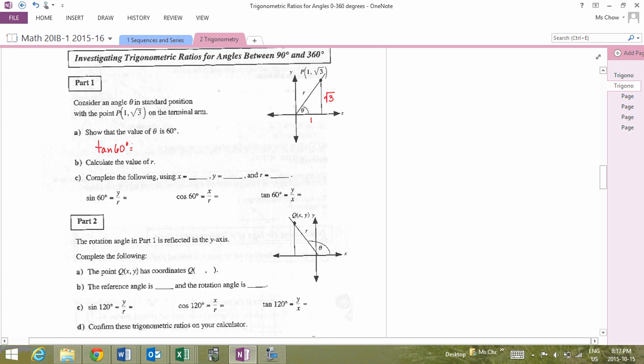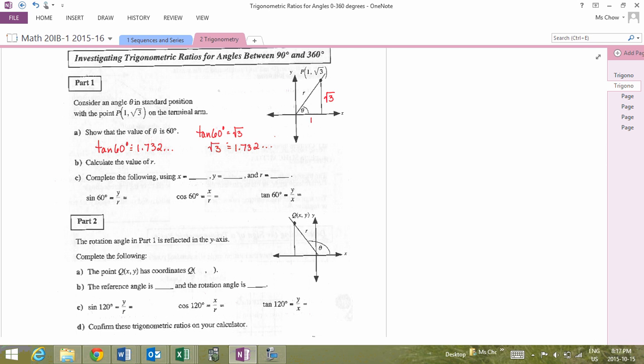Our calculator would give us an approximation of 1.732, on and on and on. But at the same time, if we know that tangent of 60 degrees is also equal to the opposite over the adjacent, or y over x, we would have root 3 over 1, or simply root 3. And root 3 is also approximately 1.732, etc. So we can show then that the value of theta is in fact 60 degrees.